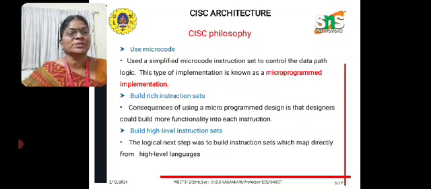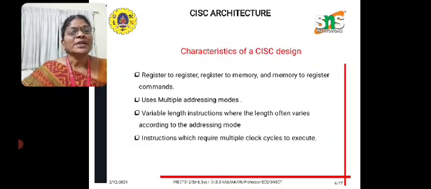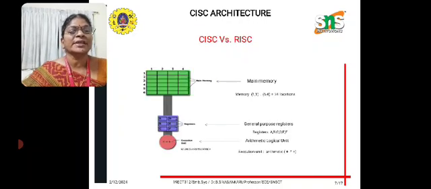So the characteristics of CISC design are register to register, register to memory, and memory to register commands. It uses multiple addressing modes. It has variable length instructions, where the length often varies according to the addressing mode. And it has instructions which require multiple clock cycles to execute.